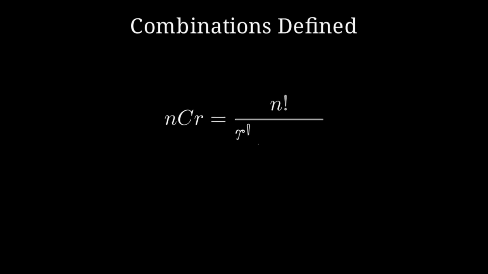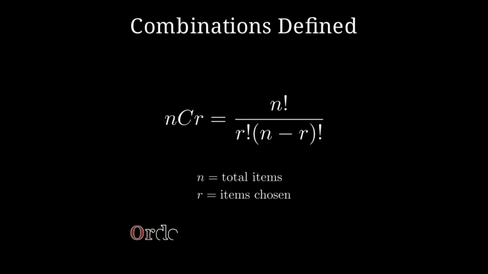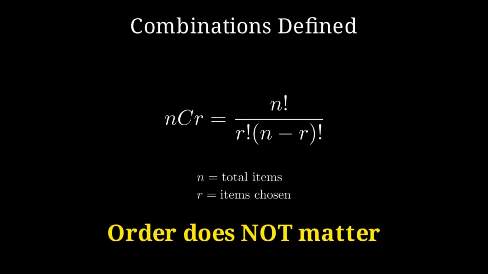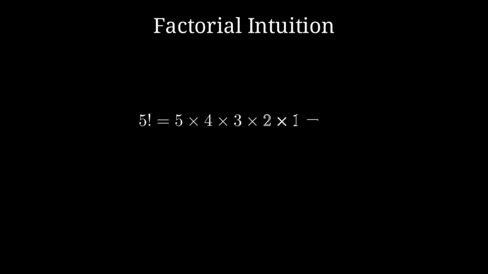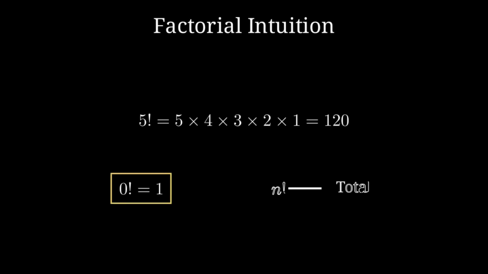When order is irrelevant, like picking a committee of 3 people from 10, we use the combination formula. This formula removes the redundant permutations, giving us the total number of unique groups possible from a larger set. The exclamation point represents a factorial, the product of an integer and all integers below it.